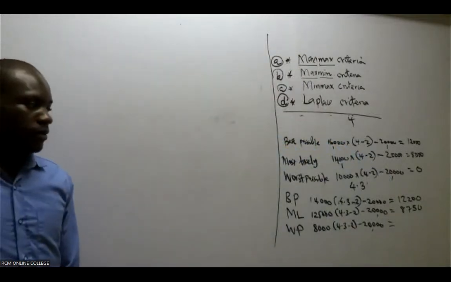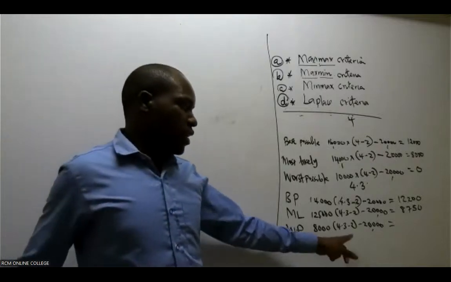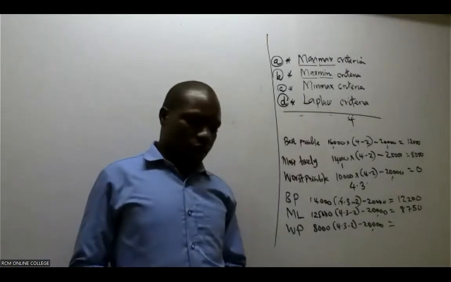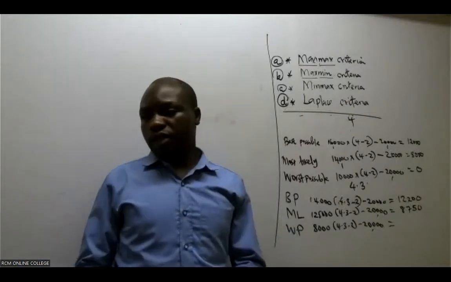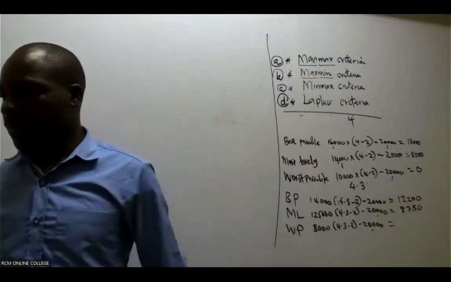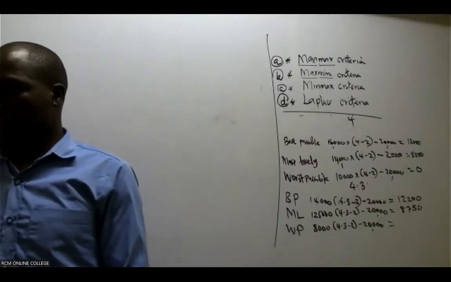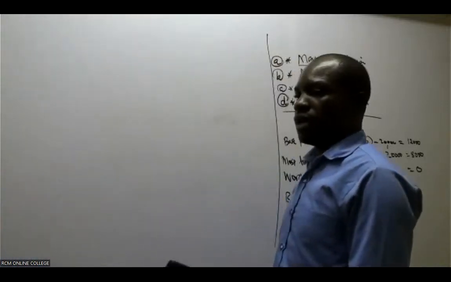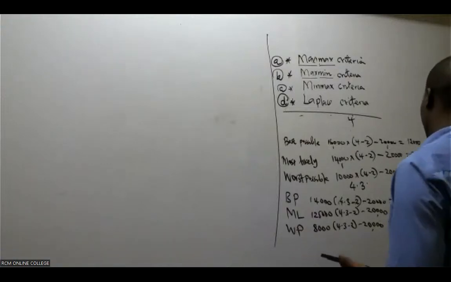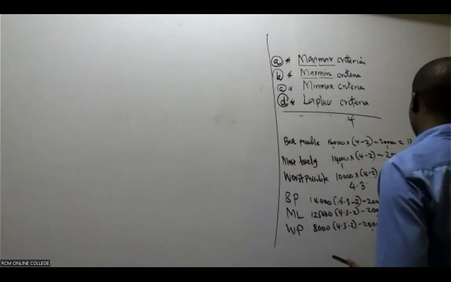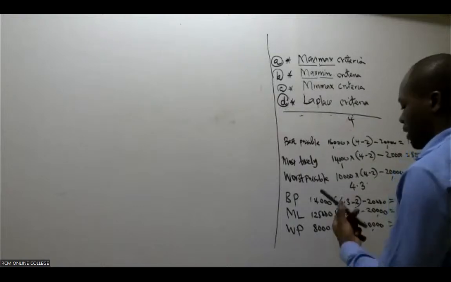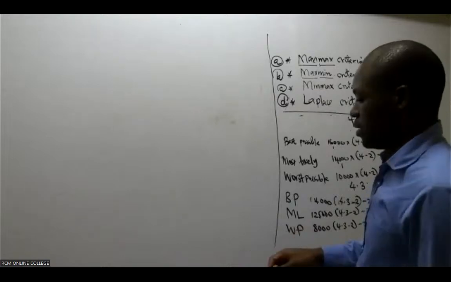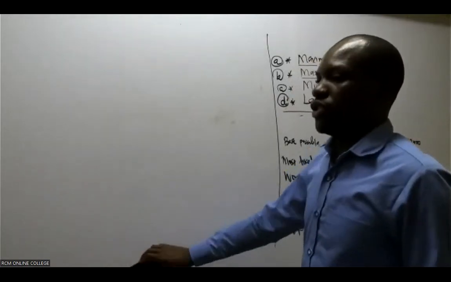The third one, we have 8,000 by 2.3 minus 20,000. How much do we get? Minus 1,600. Good. So let's now move to the other one. I think we'll be able to put it here.